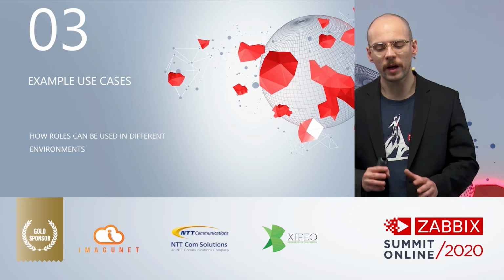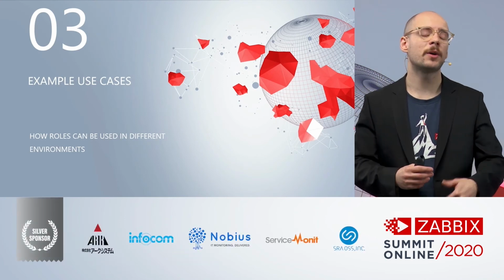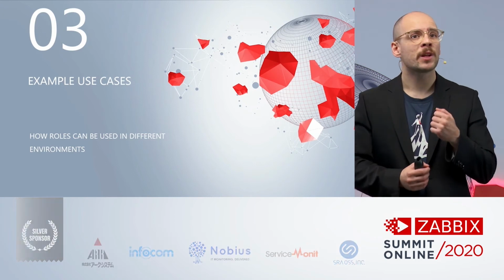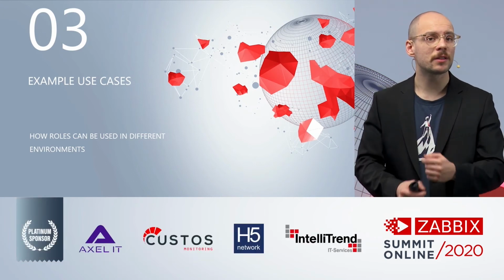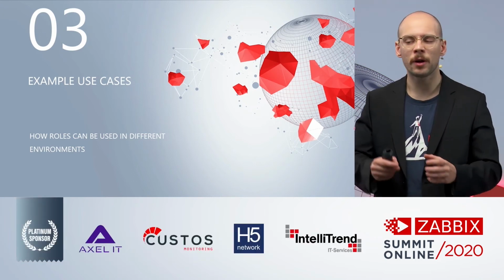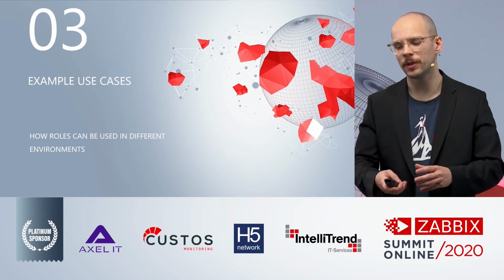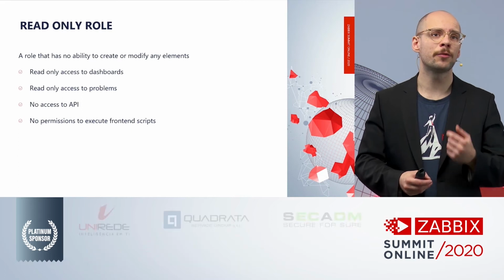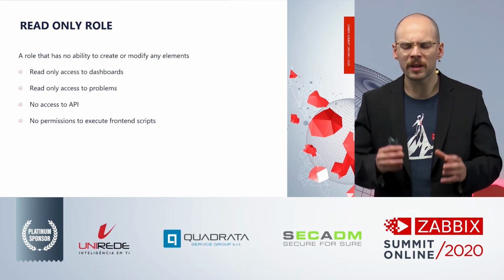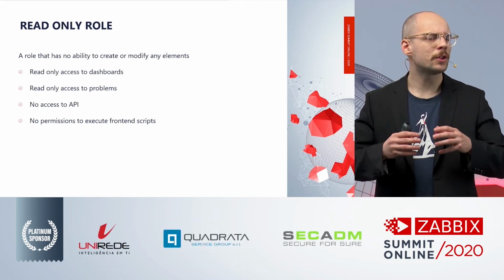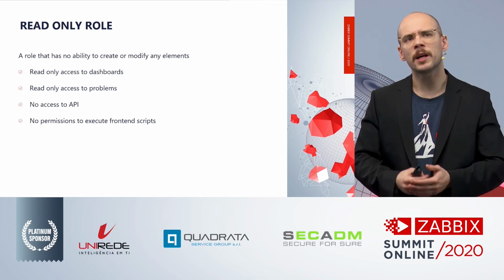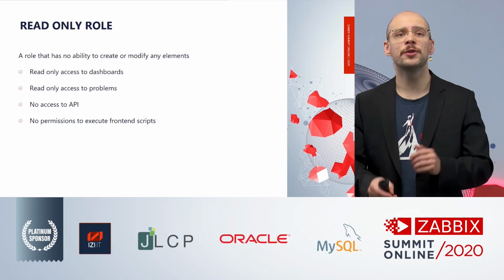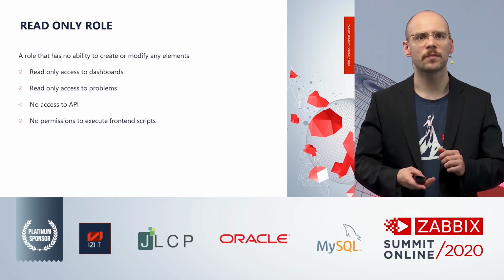So now that we have gone through the roles, we have talked about the functionality, the features, what can be restricted, how it can be done, let's talk about some example use cases to give you the idea of how you can implement this in your environment. So first off, let's talk about a read-only role. Most likely a NOC team user role with read-only access to dashboards and problems, no access to API, and no permissions to execute front-end scripts.